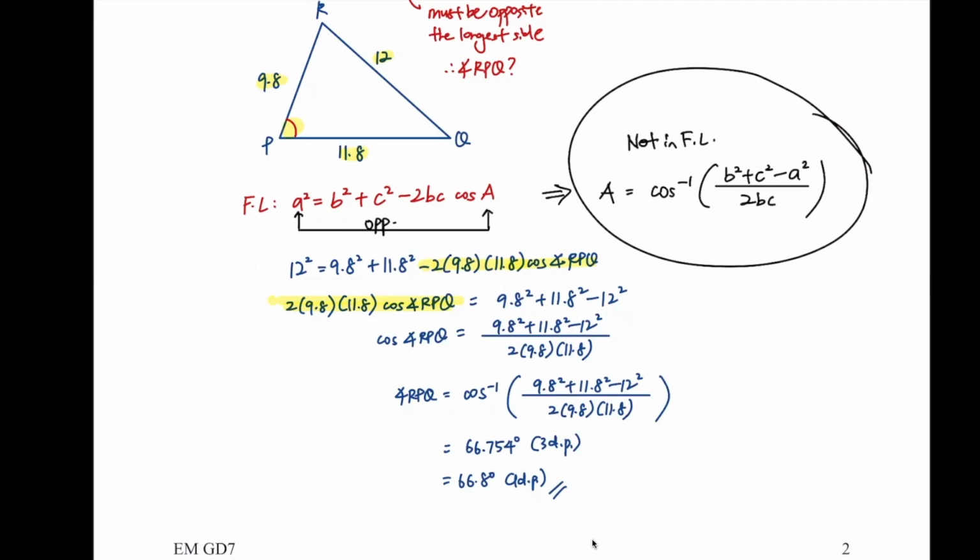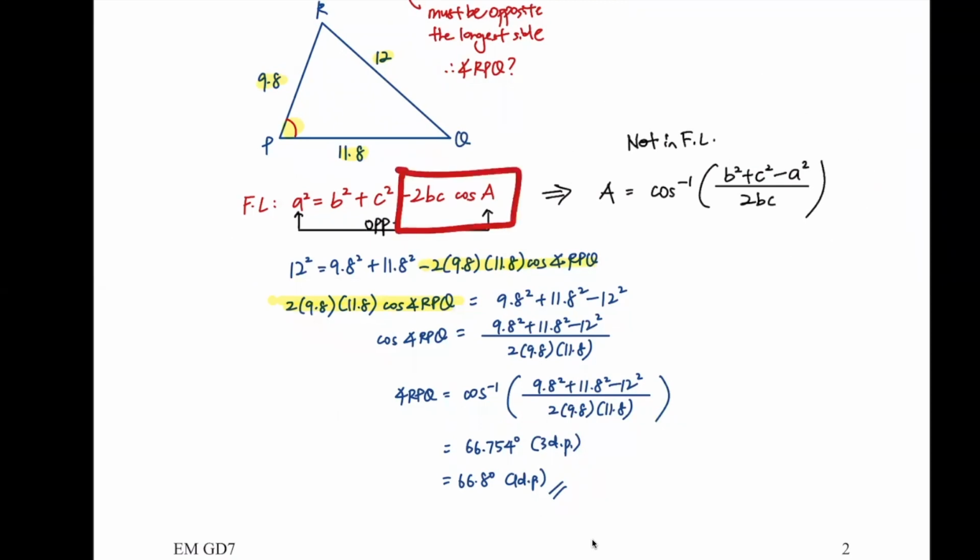Basically, you move this to the left and you move the a square to the right. That's how you get b square plus c square minus a square, and then you divide by 2bc. So it's not in the formula list, and to me, you don't need to memorize it because you can still use the one in the formula list, just do some rearrangement and you can get it. You just have to make sure when you do a rearrangement, you do it properly. Your algebra don't screw up and then you'll be fine.